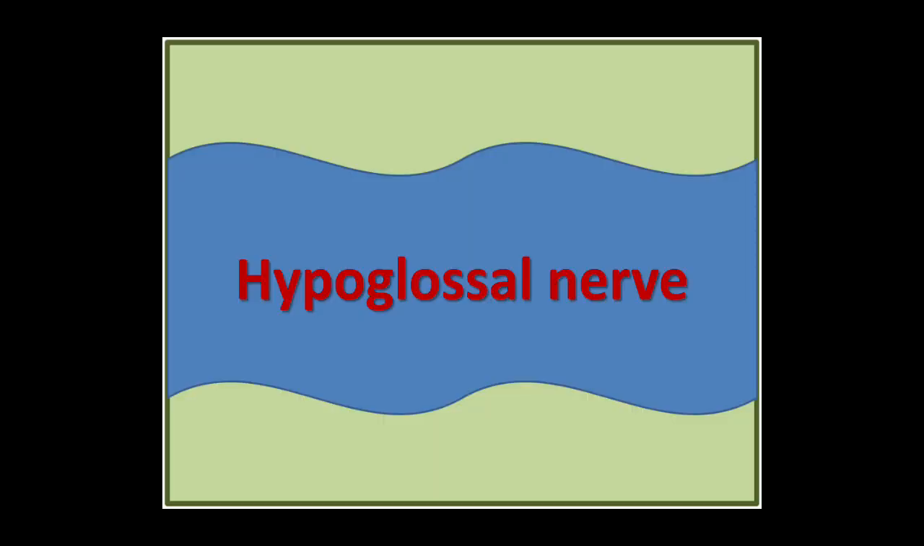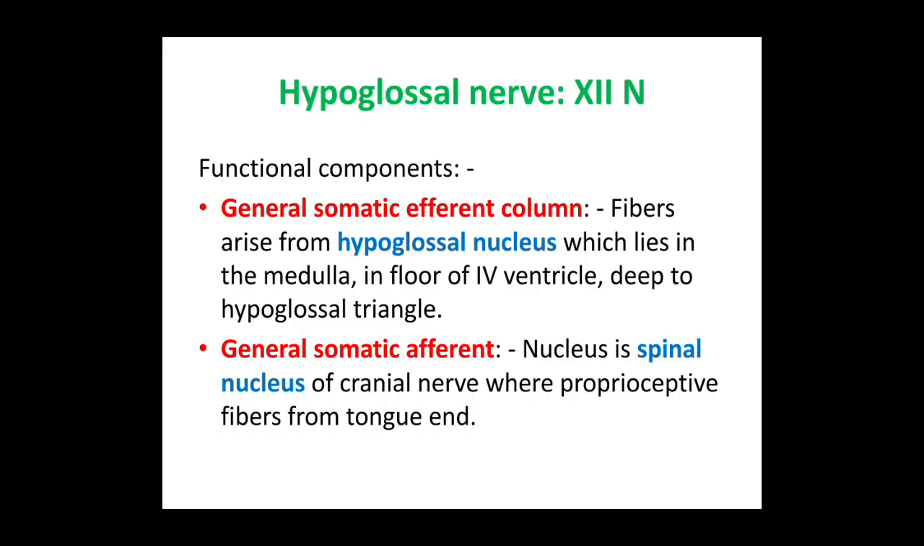Next, going on to the hypoglossal nerve. Coming to the functional components, the general somatic efferent column fibers arise from the hypoglossal nucleus, which lies in the medulla in the floor of the fourth ventricle, deep to the hypoglossal triangle. General somatic afferent: the nucleus is the spinal nucleus of the cranial nerve, where proprioceptive fibers from the tongue end.